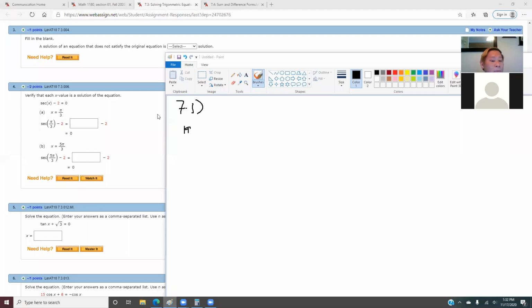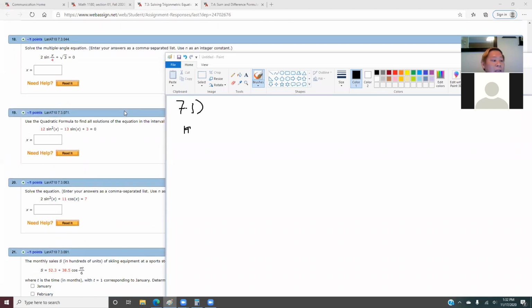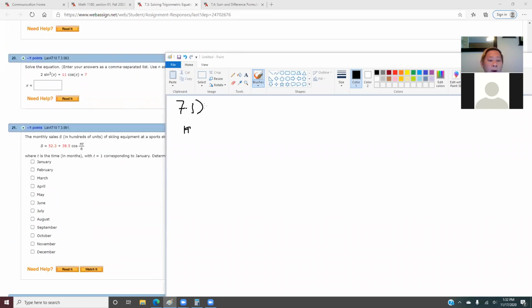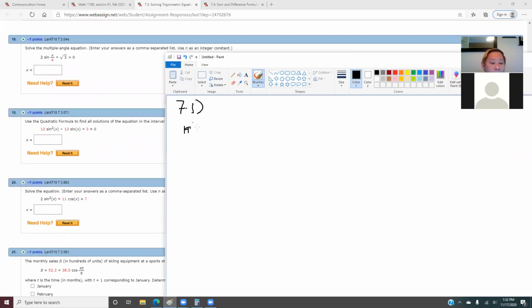So we're going to talk about 7.3. That is your homework. Question 19 is very good. This is in your 2019. Yep, same thing. 20 is a better one. So 12 sine square x minus 13 sine x plus 3 equals to 0.